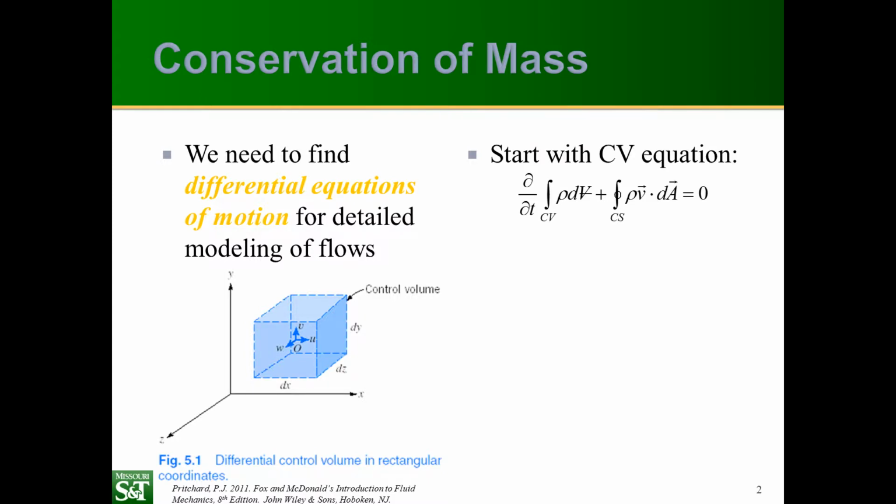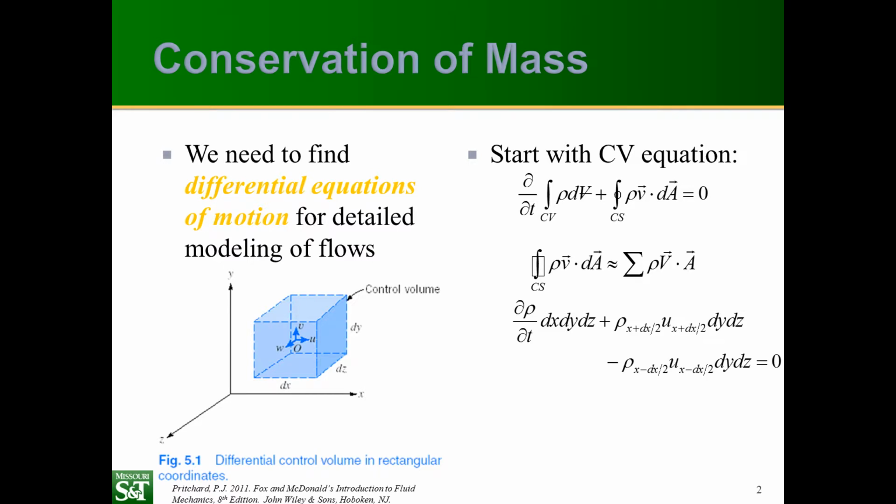So we're going to start with this cubic control volume, and it's infinitesimally small. We have dx, dy, and dz as the lengths of the sides of our cube. And we're going to take our CV equation and convert that surface integral into a summation. We're going to assume that the velocity differences over each face of the cube are small, so we can approximate the velocity with the average velocity. And when we do that, we can convert this surface integral into the summation over each of the 6 faces of the cube. Now, we can substitute that into our CV equation to look something like this.